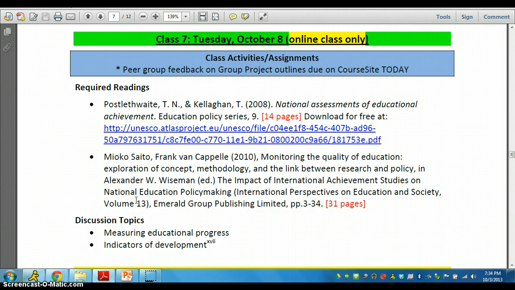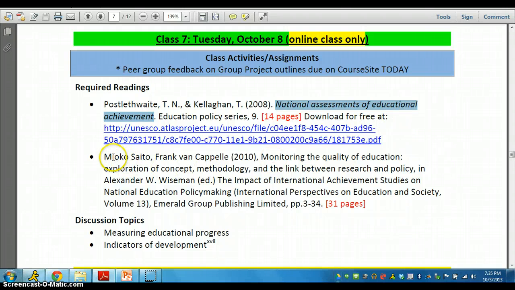And so this is the start of that. I want you to make sure that you're keeping up with the reading. We've got the Postlethwaite and Callaghan National Assessments of Educational Achievement reading, which you can download for free. It's only 14 pages long. Please take a look at that. This guy is a big deal for us in comparative international education. He is, I think, what I would call an expert in national assessments of educational achievement, and has done this nifty little 14-page, quite frankly, it's kind of like a summary for us that I think will help quite a bit.